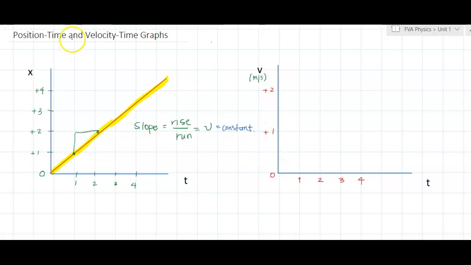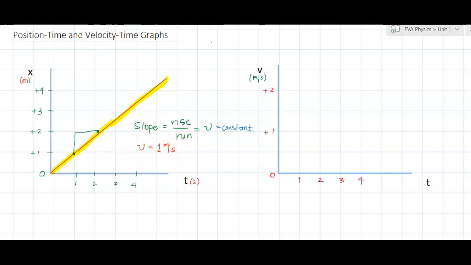So if I look at the slope of the line for my position time graph over here, I can see that it is 1 over 1. So this is a very easy calculation. So the velocity is 1 meter per second. Remember, the position is measured in meters and our time is measured in seconds. So that gives us meters divided by seconds.